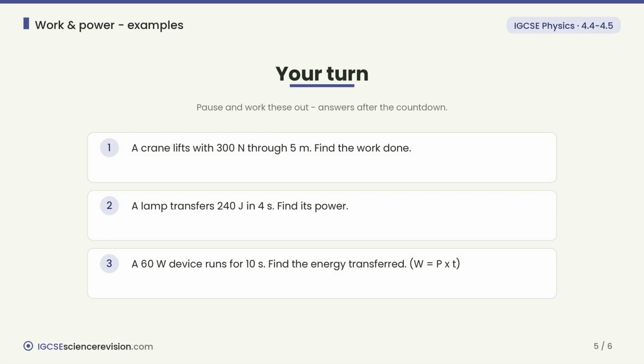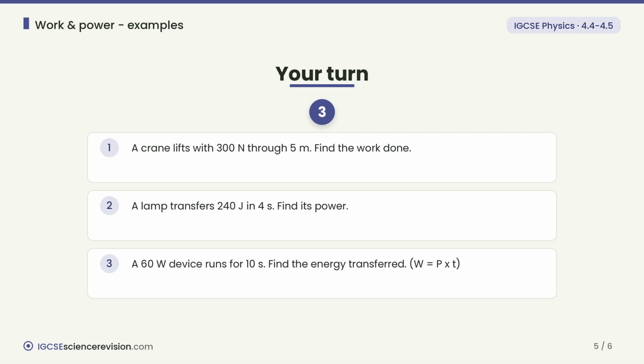Now it's your turn. Try these practice questions. Question 1. A crane lifts with 300 N through 5 m. Find the work done. Question 2. A lamp transfers 240 J in 4 s. Find its power. Question 3. A 60 W device runs for 10 s. Find the energy transferred. Pause the video. Work them out on paper, then play on to check your answers.